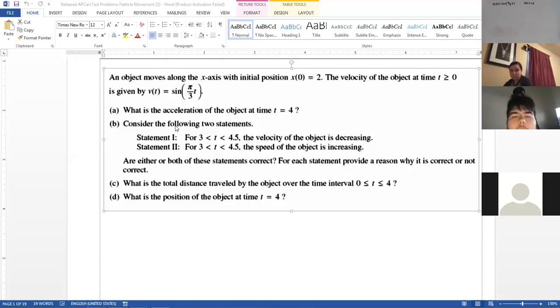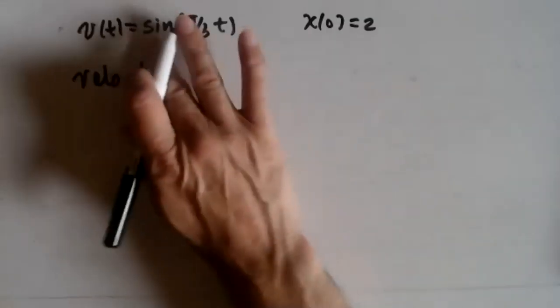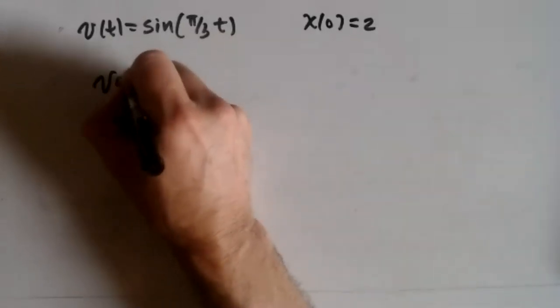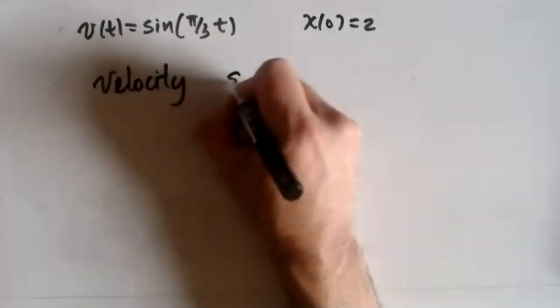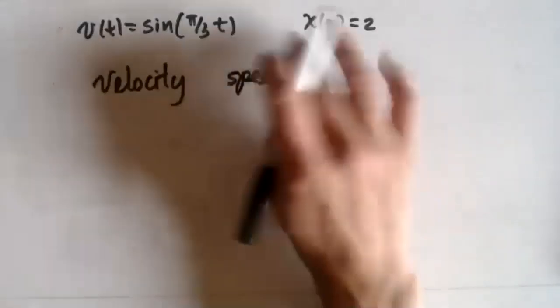The next question is, consider the following two statements. Statement 1. For the interval 3, 4.5, the velocity of the object is decreasing. Statement 2. For the interval 3 to 4.5, the speed of the object is increasing. Okay. Now here, velocity. Let me just go back to this one. Velocity and speed. Are they the same or they are different?